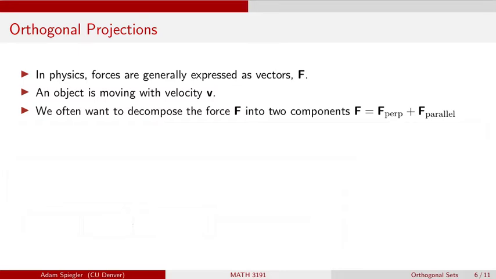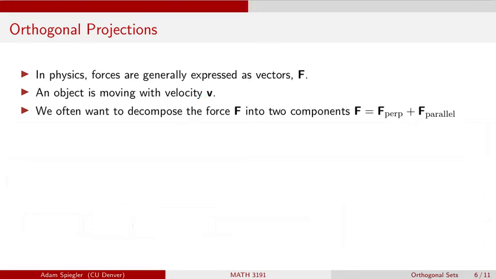So to backtrack about why you may want to find what are called orthogonal projections, well, in physics, we generally represent forces as vectors, and we can use F to denote a force vector. So these forces have a magnitude and they have a certain direction. And we can also express the path that an object is moving with a velocity vector v. So again, we have a direction that we're moving and we have a speed that we're moving. So velocity is also a vector.